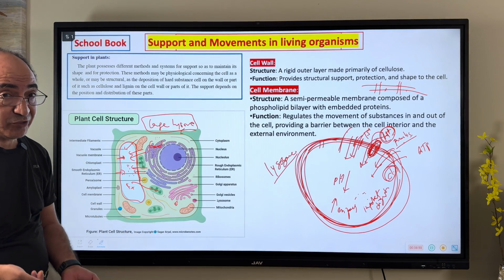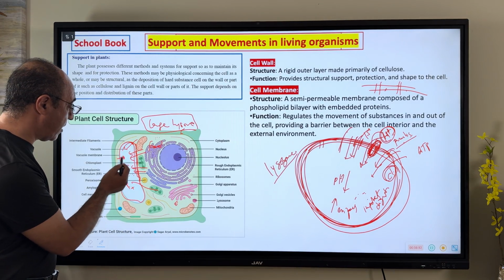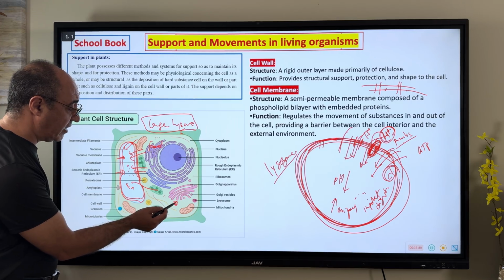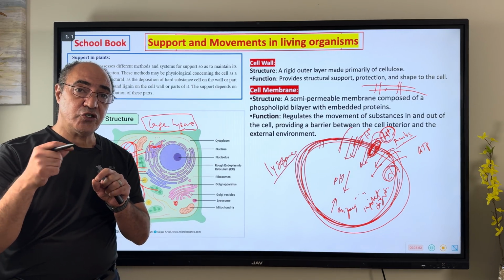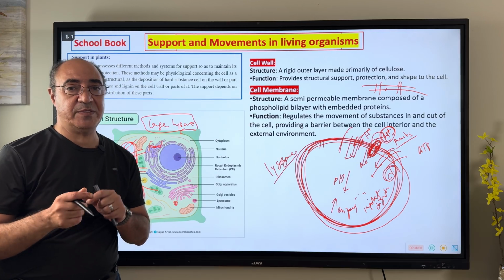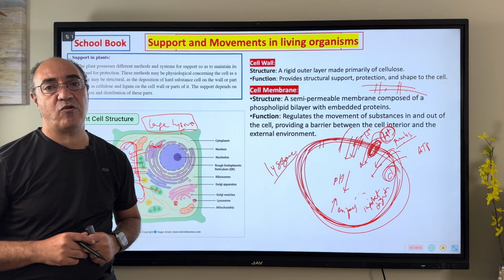But again, the point that I'm trying to say is that every organelle carries out a specific function, right? And their membrane is designed to allow the entry and the exit of specific molecules, very specific to that compartment.